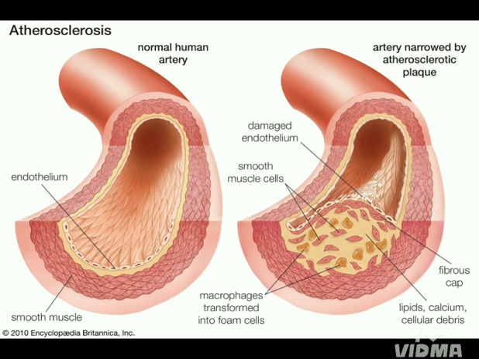Then renal artery stenosis. In renal artery stenosis, we can see high blood pressure and kidney dysfunction. And then mesenteric artery ischemia, affecting the artery supplying the intestine. So here we can see abdominal pain, weight loss, nausea, vomiting and diarrhea.